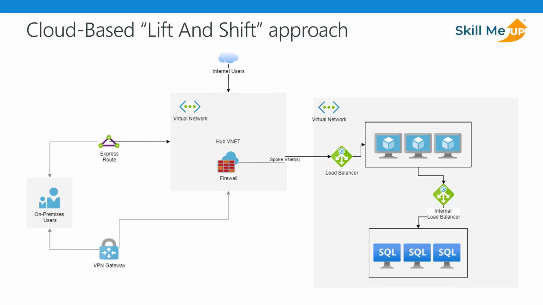The internet users also come in through the hub, and that's where you provision your firewall, and then you have a bunch of spoke VNets. And each of those spoke VNets has your different resources for different web apps and applications out there. And you can see that in the spoke VNet, we have a load balancer, just like we saw in the traditional architecture, hitting the web server farm with an internal load balancer hitting our database farm. So the architecture overall is not that much different than what you had in the data center.